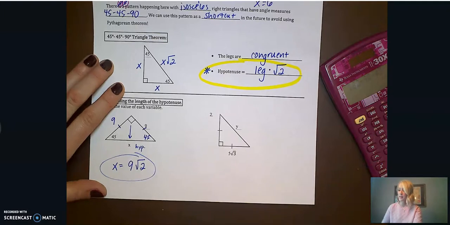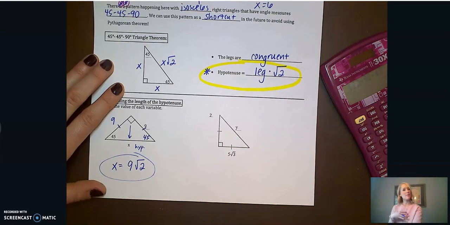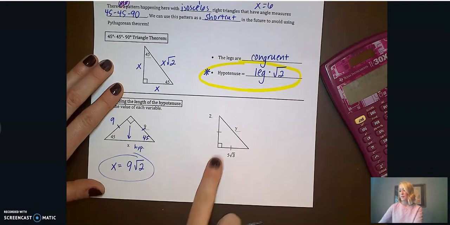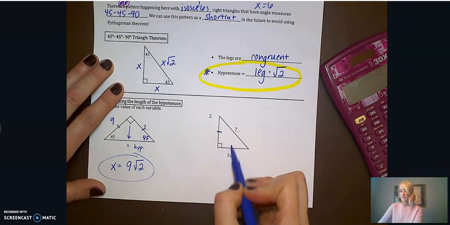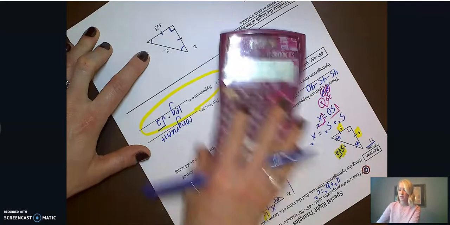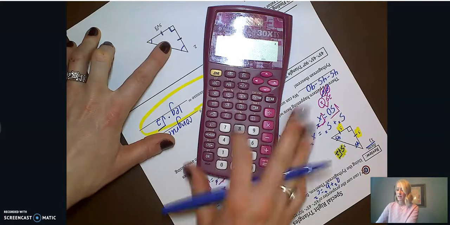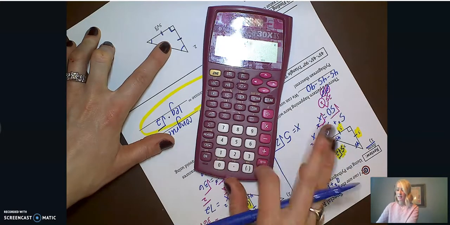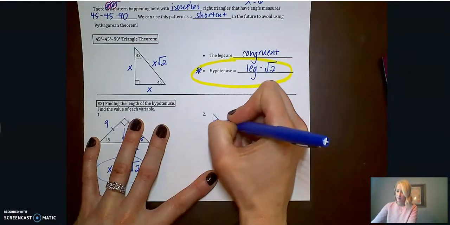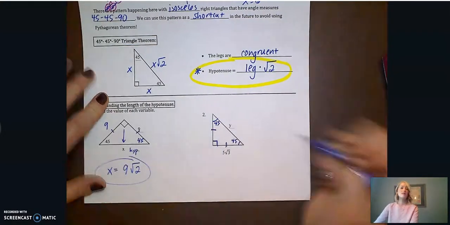Okay, on the next one. Now, technically, I look at this and I'm like, oh shoot, they didn't write 45, 45, 90. Can I use this? Well, I noticed that it's isosceles and it's right. Those are always 45, 45, 90s, because remember, those angles should be the same. So if I do 180 and take off the 90 and then split that in 2, those are both 45s. So if you see isosceles and right, it's automatically 45, 45, 90.